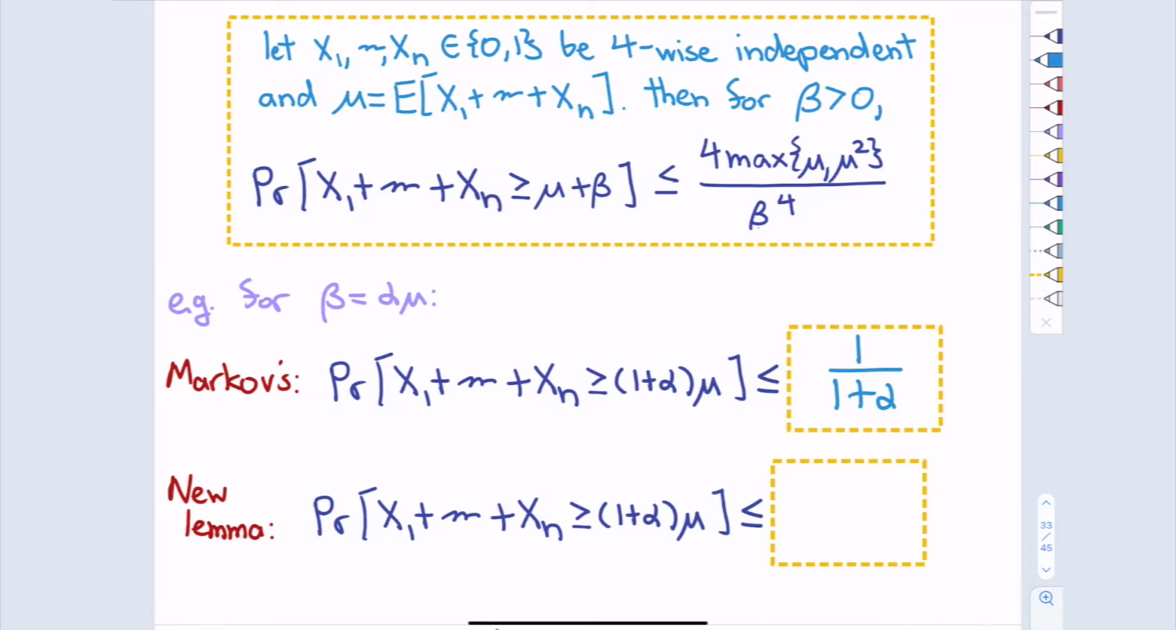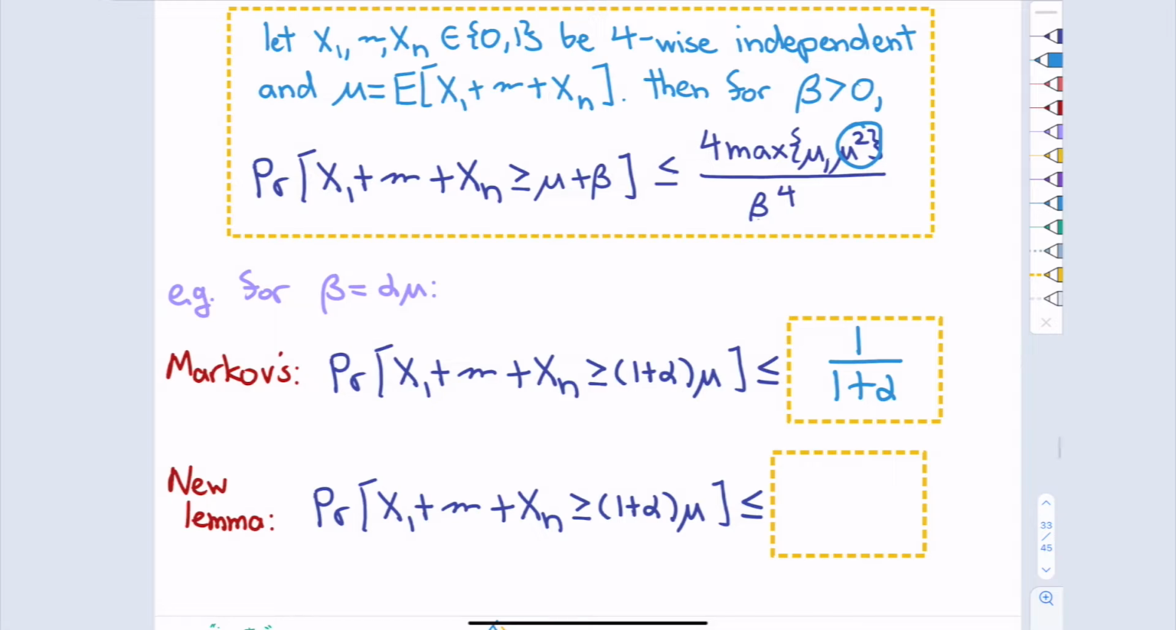Now, if I put in this weird thing, and let's assume for simplicity that mu is at least 1, because it's the more interesting case. So we have a relatively large average. The average is at least 1. So in particular, the mu squared term is going to be the bigger one here. Okay. So in that case, we'll get something like 4 mu squared over alpha to the 4th, mu to the 4th. Just plugging in this weird thing.